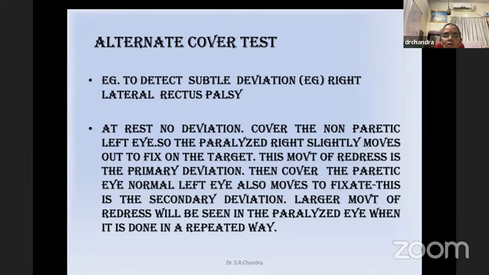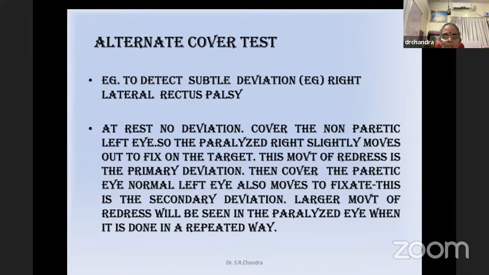So cover the normal, non-paralytic left eye. So the paralyzed right eye slides. Imagine the right eye is paralyzed. You just cover the normal eye and the patient fixates with the paralytic eye. Then you will find that there is a slight movement of the paralyzed eye and a little more movement of the non-paralyzed eye, which can be measured even if the eye is closed. And this movement of redress is the primary deviation. Then cover the paralytic eye and the normal left eye also moves to fixate. This is the secondary deviation.